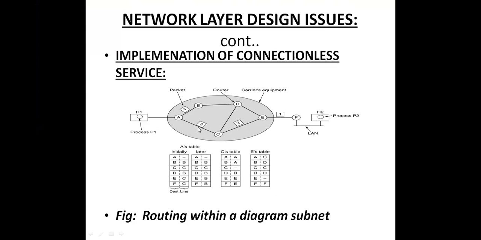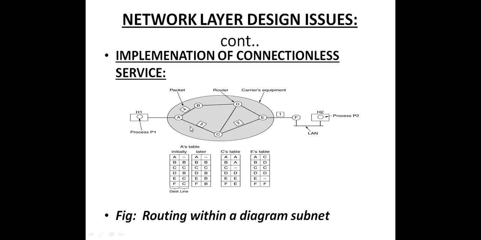If it is a connectionless service, observe here: 3, 2, 1 are going in this direction to reach the destination, whereas the fourth packet is moving in another direction. That means all 4 packets are not transferred to the destination in the same direction. Each individual packet can go its own way.